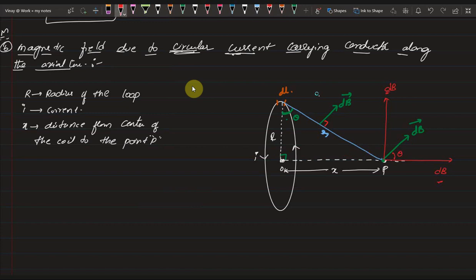Okay, so if this angle is theta, then this angle will be 90 minus theta, then this angle will be theta. Again, R bar and dl bar are perpendicular. Therefore, this angle will be 90 minus theta, then this angle will be theta. So this is how we got the theta value. Do you have any confusion or complete confusion?